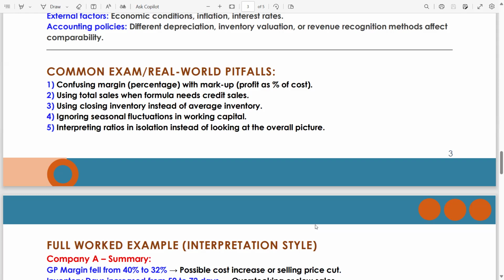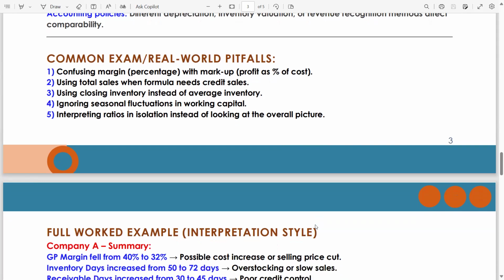Using total sales when formula needs credit sales. Okay, you have to be attentive. Using closing inventory instead of average inventory. Ignoring seasonal fluctuations in working capital. Interpreting ratios in isolation instead of looking at the overall picture means do not calculate or interpret your ratio based on general terms. You have to consider the case specific factors.